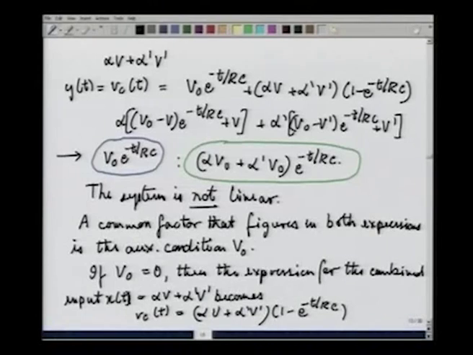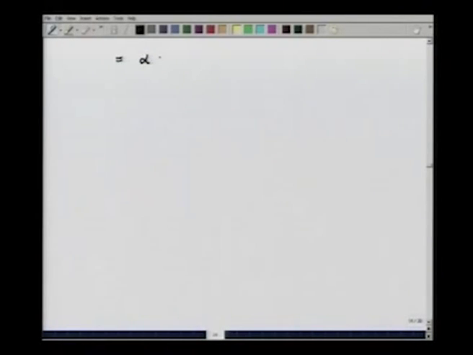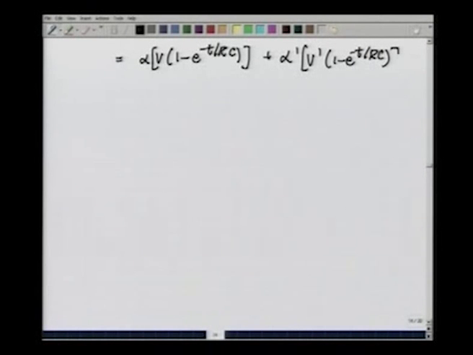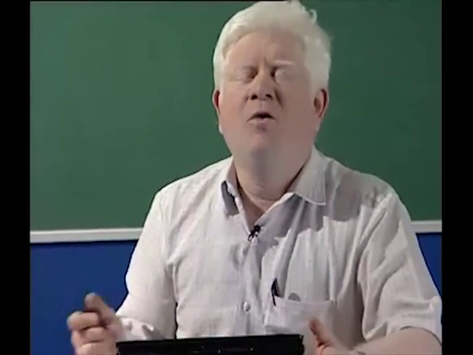Let us just expand this a little. This equals alpha V times (1 minus e to the minus t by RC) plus alpha dash V dash times (1 minus e to the minus t by RC), which is exactly of the form alpha y1(t) plus alpha dash y2(t), where y1 was the response to V and y2 was the response to V dash. So, the system is now perfectly linear.